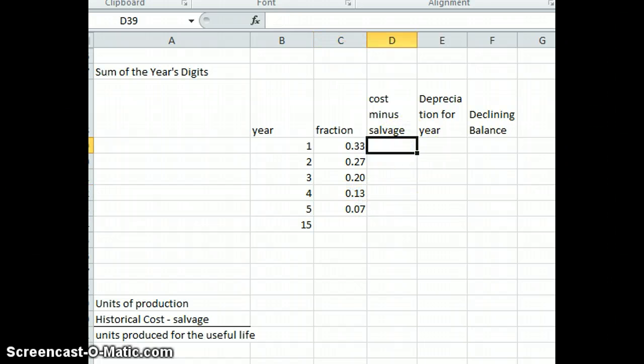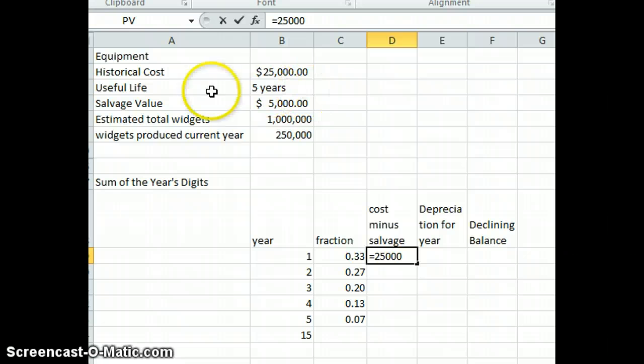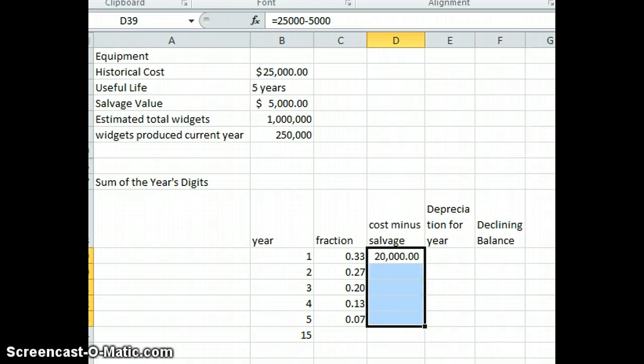And then we're going to use cost minus salvage. So remember that we had $25,000 as our historical cost. And we can scroll back up and see that here our historical cost is $25,000 minus our salvage of $5,000. Gives us $20,000. We'll put some commas in so that you can see the $20,000.